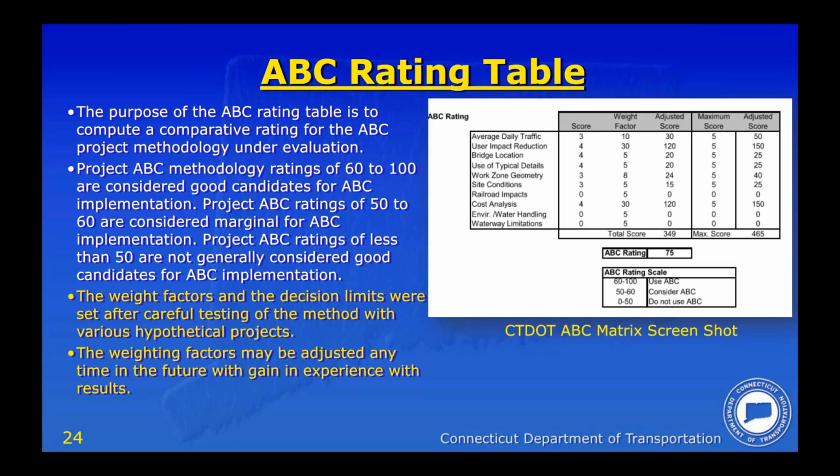And lastly, the ratings of the various measures are brought into this table. We discussed this briefly before, and this is the very same table you saw several slides earlier. This hypothetical project yielded an ABC rating of 75, meaning it was a good candidate for ABC. We expect to come back and evaluate these weight factors from time to time. We have not done that yet as a group to see if these should be reweighted to favor cost or user impact more or less, or some of these other measures that we have put in here.